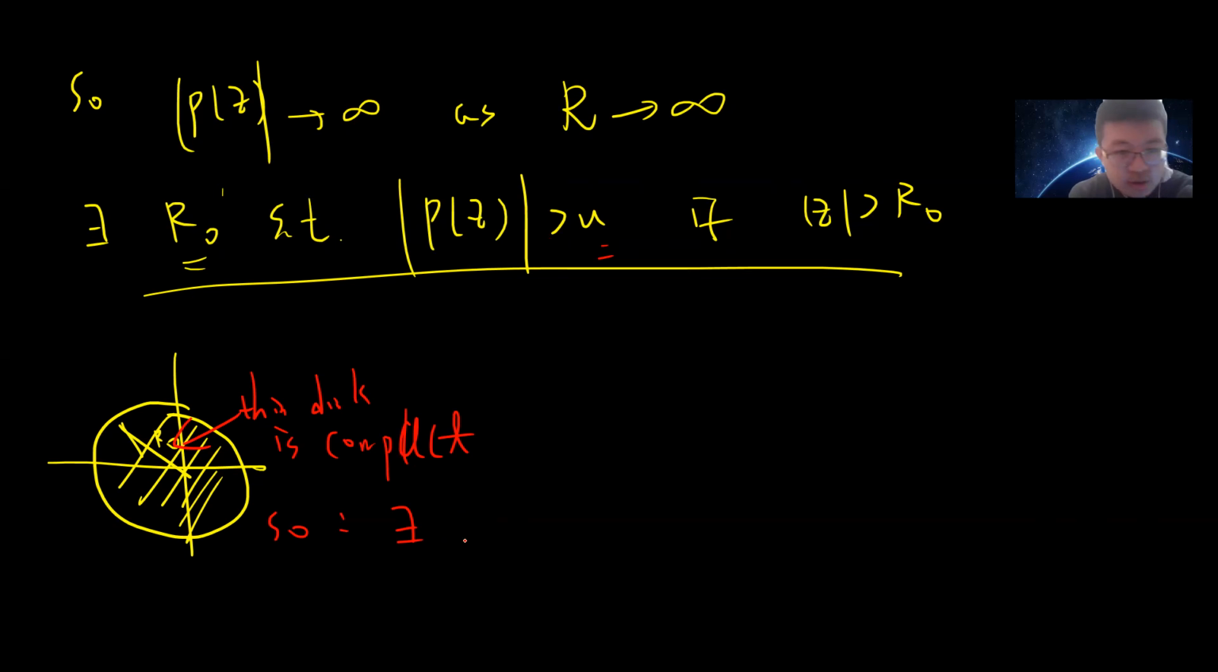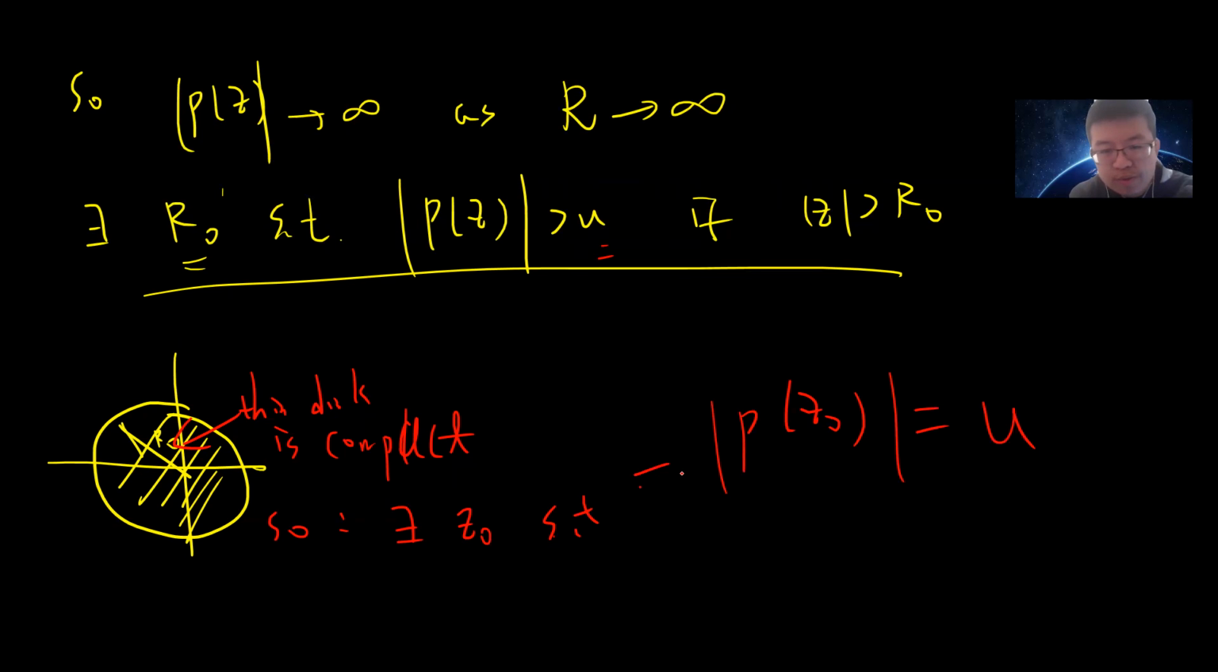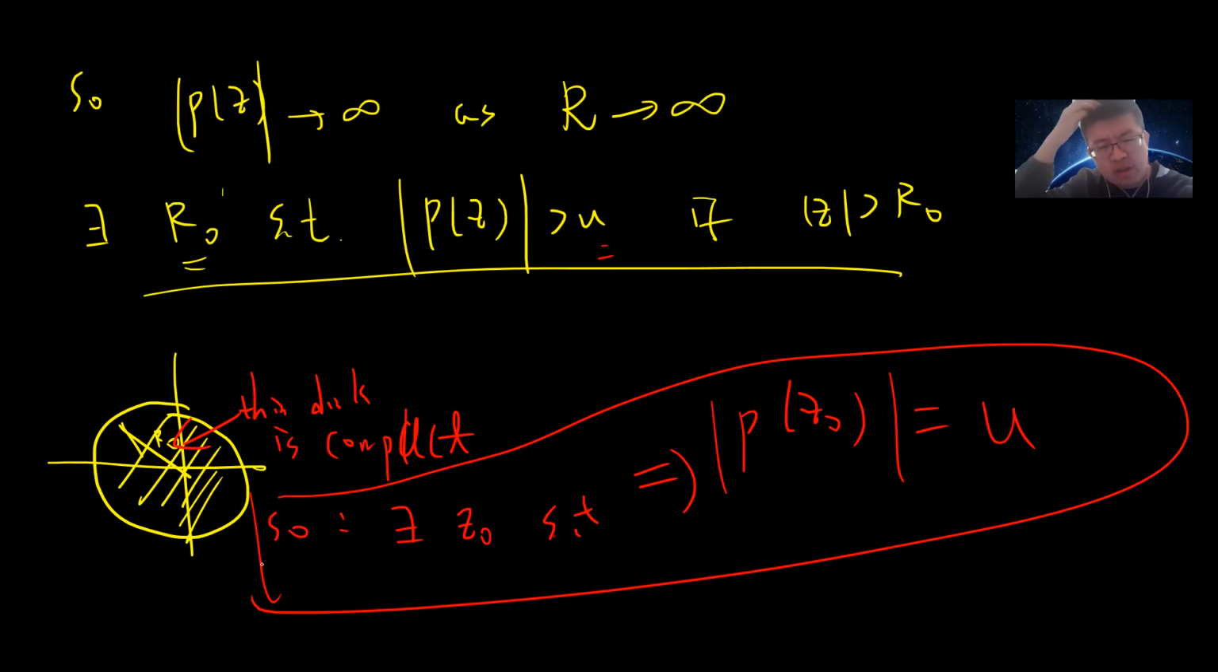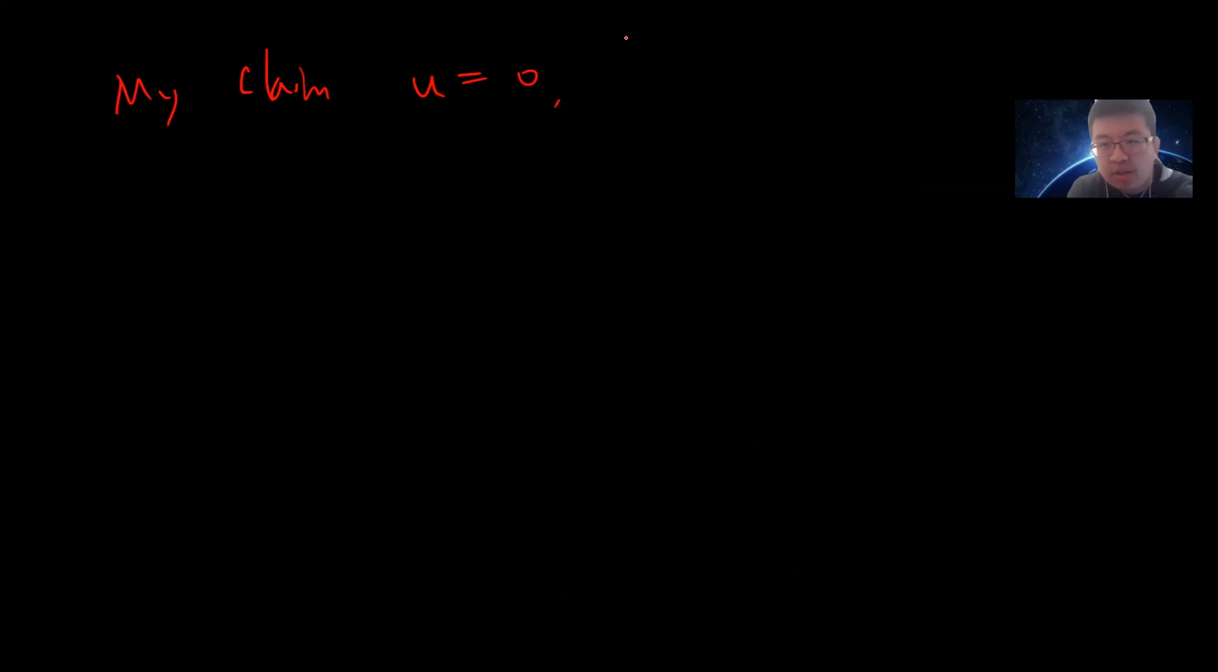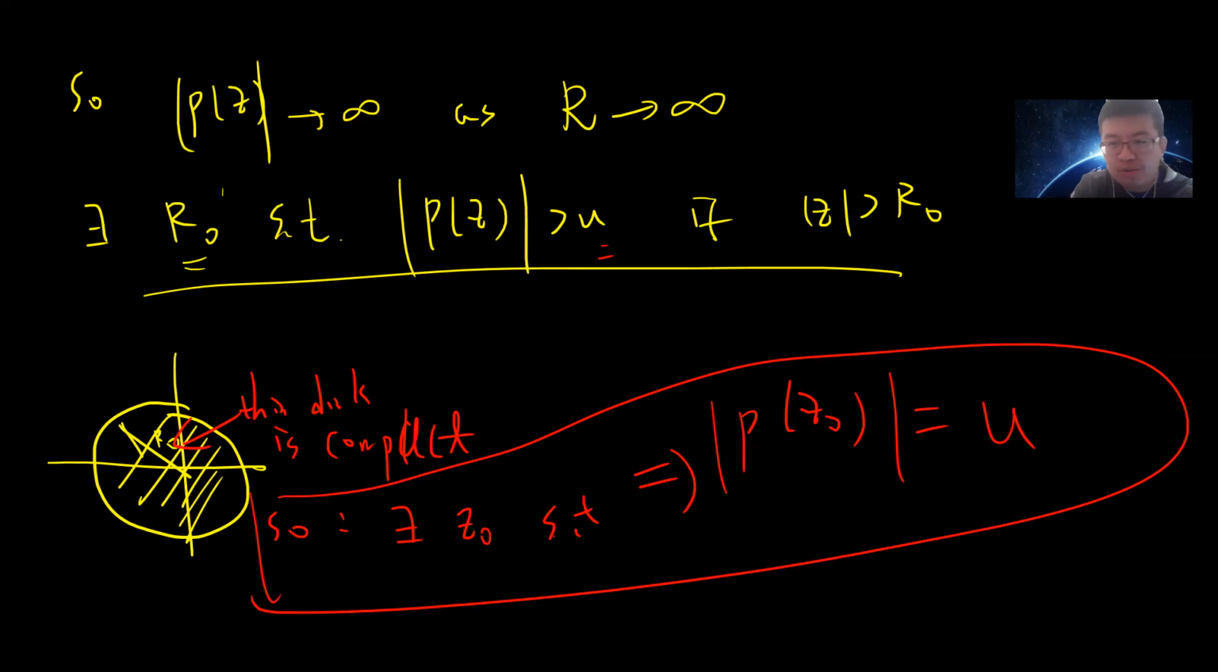So there exists Z0 such that the absolute value of P of Z0 is mu. This is the most important step. Once you prove this and arrive at this conclusion, then you already get an answer. My claim is that mu must be 0. If mu is 0, then I find the roots, because P of Z0 is 0. The key idea is that you try to find points less than mu, and then you know that mu must be 0.